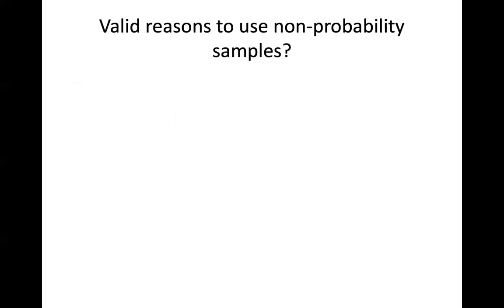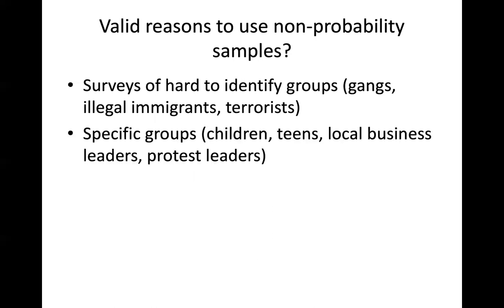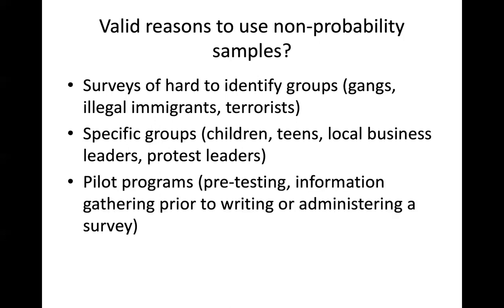Okay. Valid reasons to use non-probability samples: hard to identify groups, gangs, illegal immigrants, terrorists, whatever it is. Specific groups, you want to just target a certain type of teenager. You want to ask a certain group of people who've been through a project, like a process. If you want to go to a specific type of area and you don't care about inferences to bigger populations, that's okay too. If you want to pre-test something, get information gathering pre-survey, you want to ask some informed people in the environmental realm or whatever about your process or your method, totally fine.